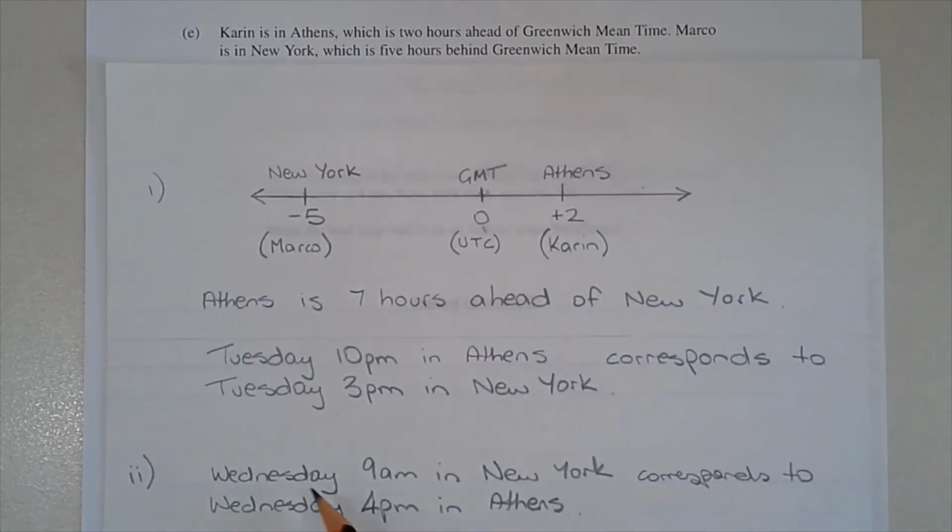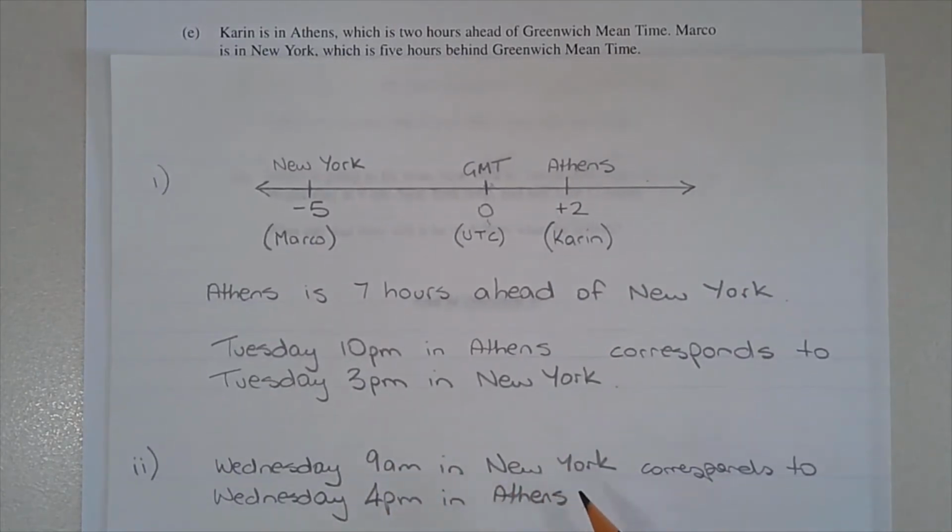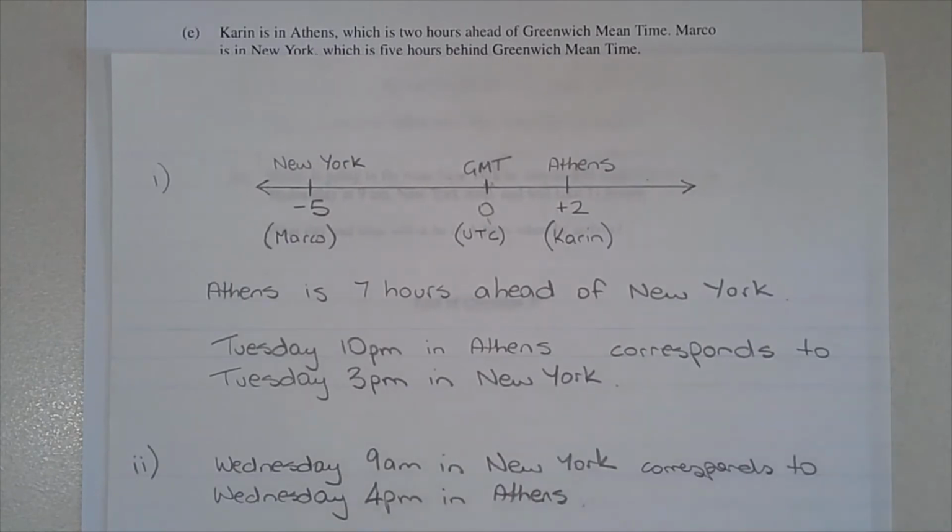So Wednesday, 9 a.m. in New York, if we add 7 hours to that, that corresponds to Wednesday, 4 p.m. in Athens. So as soon as the plane takes off in New York, Corinne in Athens will look at our watch and go, oh, it's 4 p.m., the plane has taken off. And it's Wednesday, 4 p.m. in Athens, the moment the plane takes off.